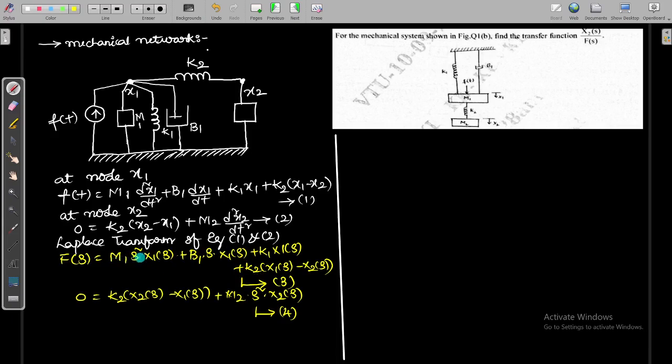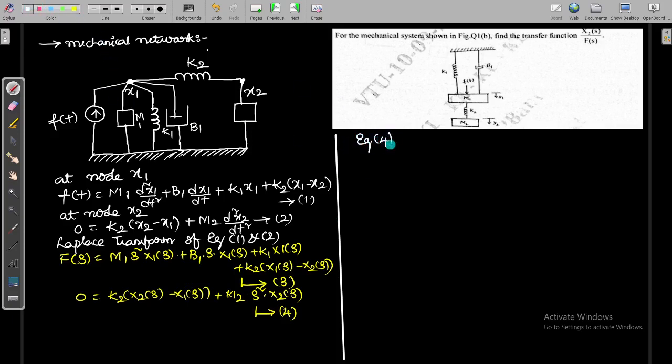So if you eliminate this x1 in equation number 3, that is, if you convert that entire x1 equation into x2, then you are going to get F(s) completely in terms of X2(s), and then you can take that ratio. That is your target. So we have to convert. So let us take equation number 4.